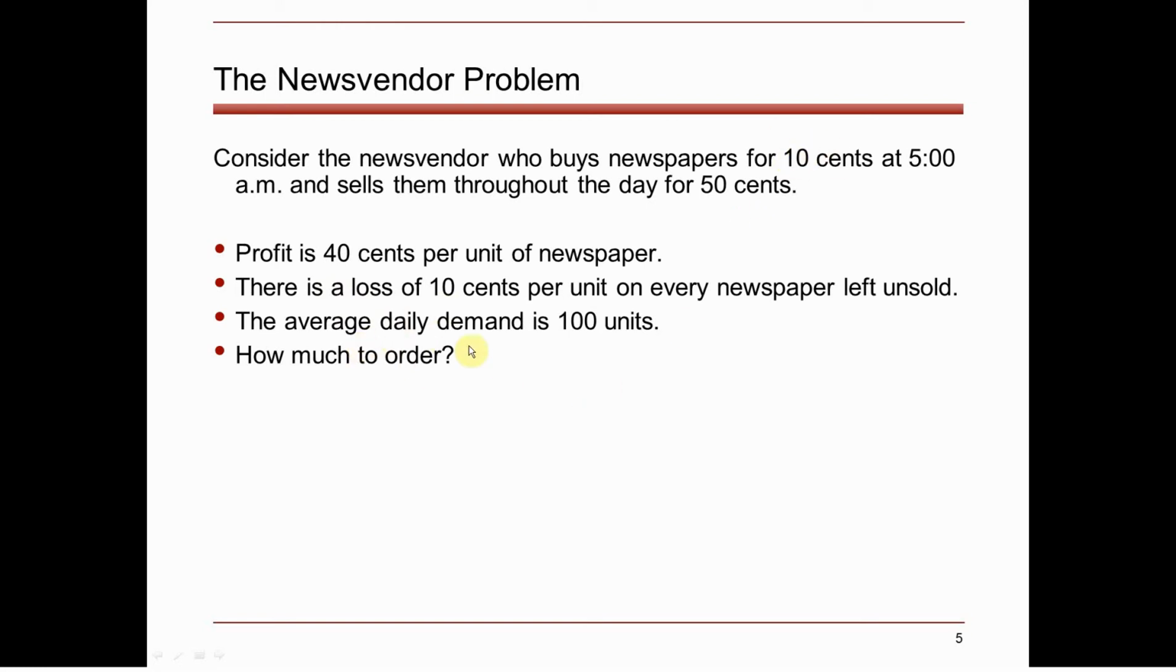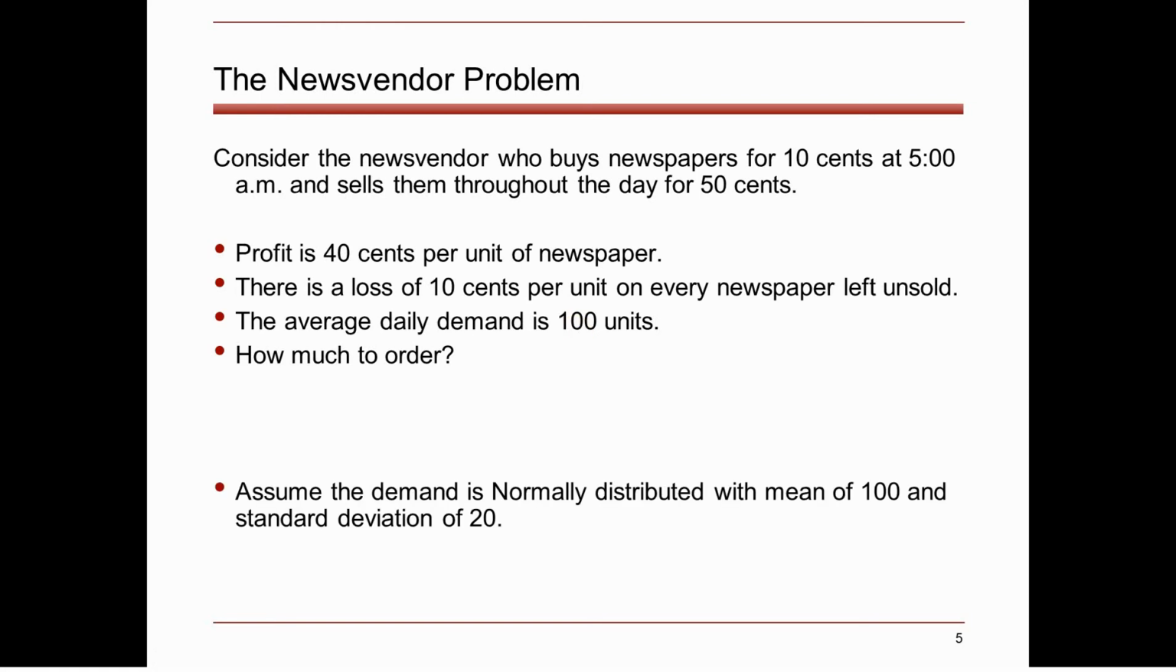Let's just say that the average daily demand is 100 units. How many newspapers should we order? Well, this is dependent on a couple of things. As with anything, we're going to have to make some simplifying assumptions. We're going to have to understand that this is the average daily demand. We have to understand what the demand looks like in terms of uncertainty. So we're going to assume that the demand is normally distributed with a mean of 100 and a standard deviation of 20.